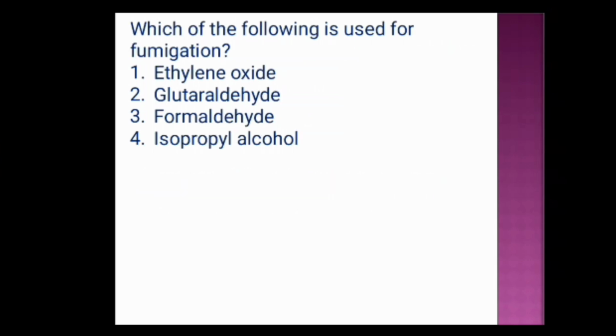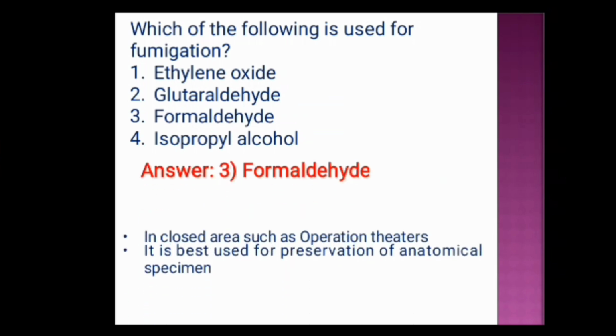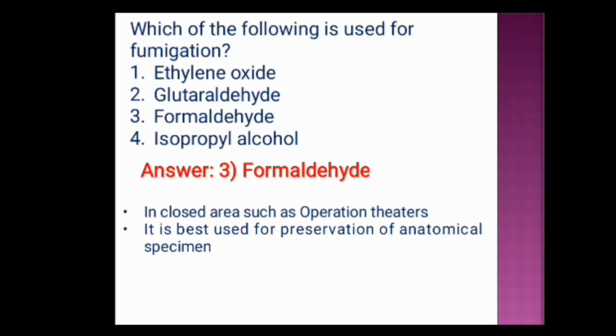Next question. Which of the following is used for fumigation? Option 1 ethylene oxide, option 2 glutaraldehyde, option 3 formaldehyde, option 4 is isopropyl alcohol. And the correct answer is option 3 formaldehyde. Fumigation is used to disinfect closed areas such as operation theatre. Formaldehyde is also best used for the preservation of anatomical specimens.